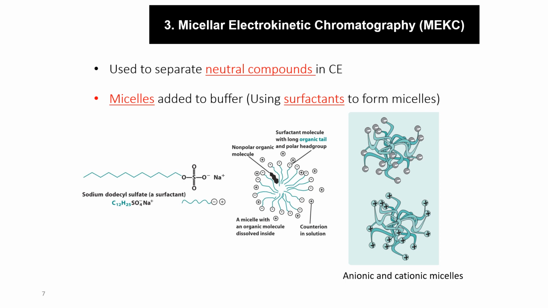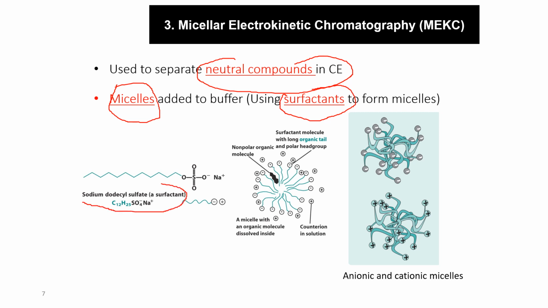Now what if you have neutral compounds to be separated in CE and you only have a CE instrument to do the work? You don't have any HPLC, you don't have GC, and you only have CE. But you know CE is only for charged compounds. So in order to do this, you add micelle. You all know micelle, right? It comes from the surfactant. One example of micelle is sodium dodecyl sulfate, which is also a surfactant. Surfactants are commonly used in your daily toiletries, or even your dishwash detergent.